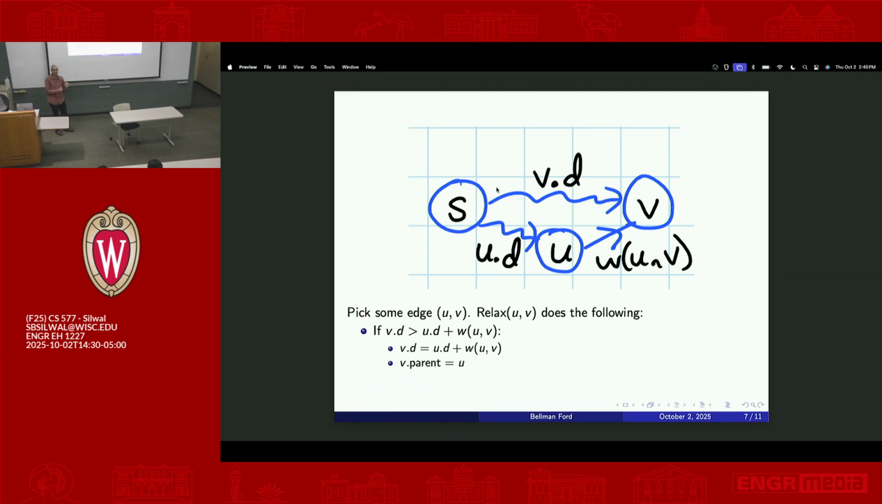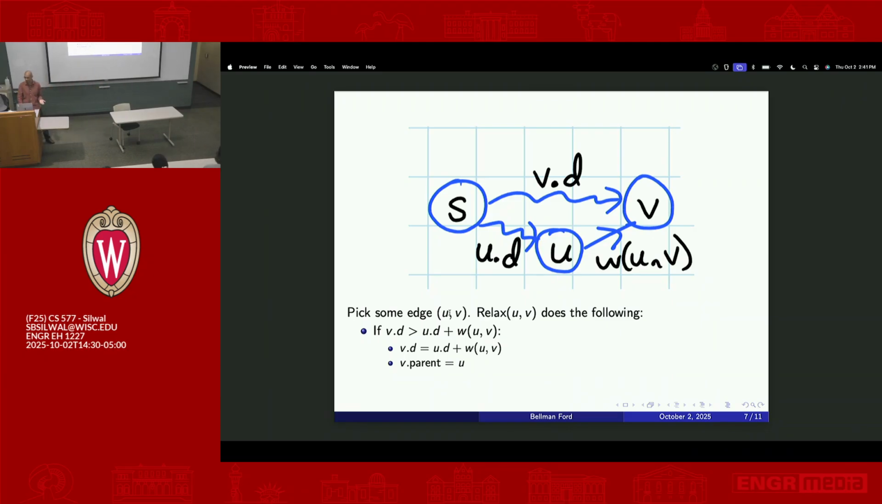Okay, if there's a way to make the distance to v better by going through u, I'm going to update that. So let's say I have some path, currently in my algorithm as it is running, that goes from the source to the vertex v with some distance v dot d. What I'm going to do is look at all the ways to go immediately to v through some node u. I'm going to say, okay, if I go to u and then take the edge, if that's a better estimate than what I currently know, then I'm going to update it. Okay, so that's what this relax operation is doing.